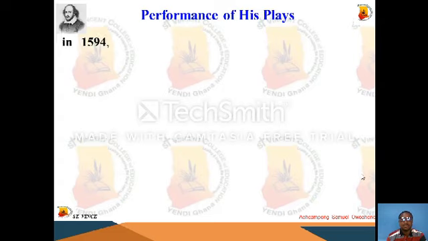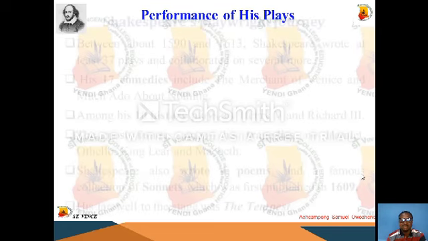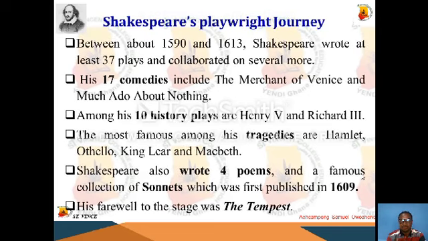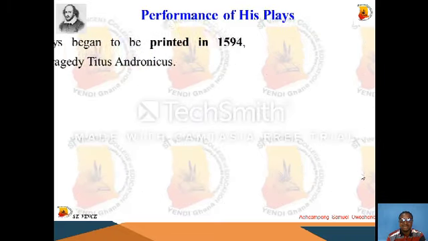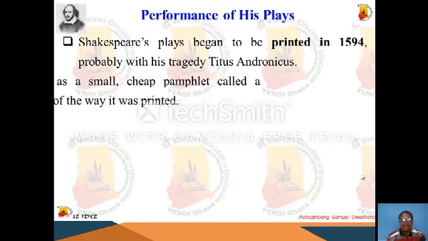Now, performance of his plays. We are told that Shakespeare's plays began to be printed in 1594, probably within the same period that he was writing. So if you go back, you realize that from what we have just learned, he wrote between 1590 and 1613. And so his first plays were printed in 1594, so fairly early in his writing career. And the first tragedy was Titus Andronicus. That was the first play that they performed and then printed.